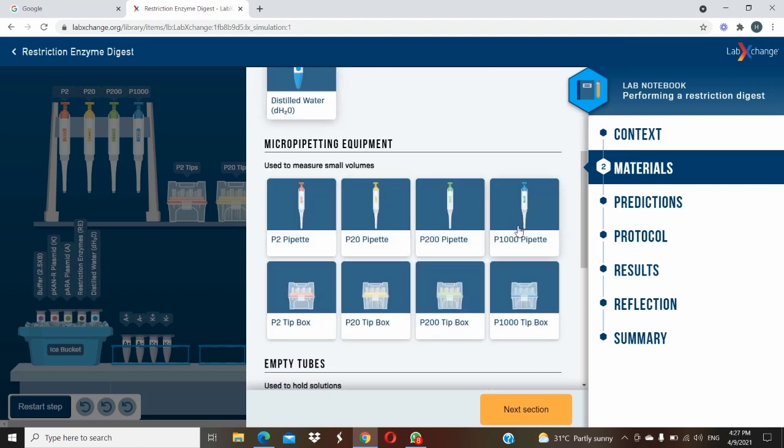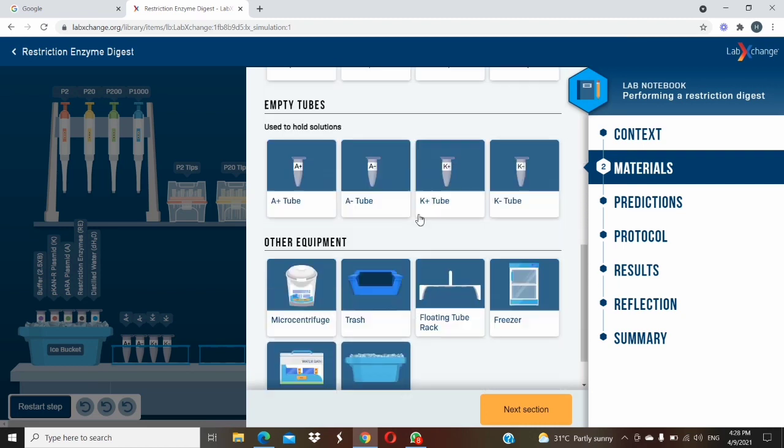And here we have the several micropipette equipments. Here we have the P2 pipette, P20 pipette, P200 pipette, and P1000 pipette. Usually we use the P2 pipette between 0.2 to 2 microliters. P20 will be for 2 to 20 microliters, P200 will be for 20 to 200 microliters, and P1000 for 200 to 1000 microliters. And here we have the tick box for each micropipette.